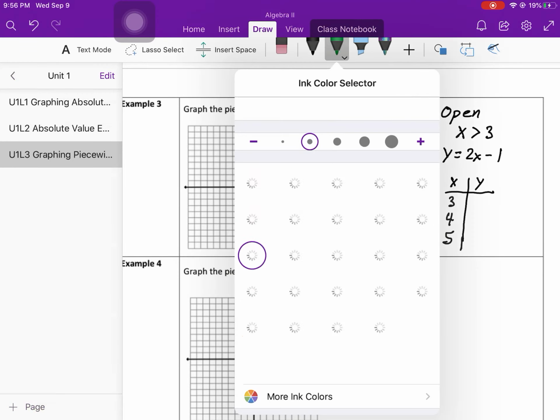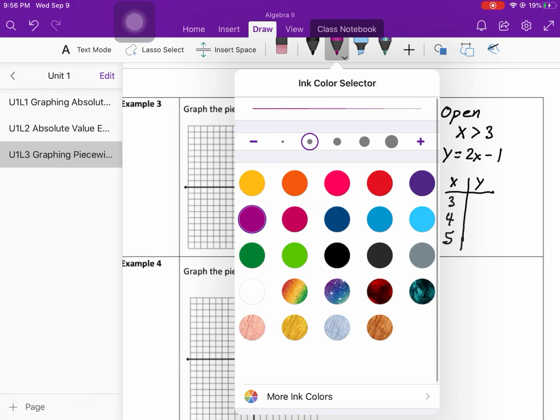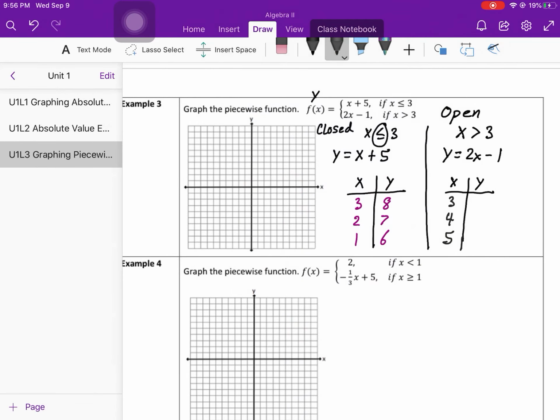I'm going to go back to this color. So 3 plus 5 is going to give us 8. 2 plus 5 is going to give us 7. And 1 plus 5 is going to give us 6. Go back to this. Plug in 3 into this x up here. 3 times 2 is 6. 6 minus 1 is 5. And then 4 times 2 is 8. 8 minus 1 is 7. 5 times 2 is 10. 10 minus 1 is 9. So now we have our points here.